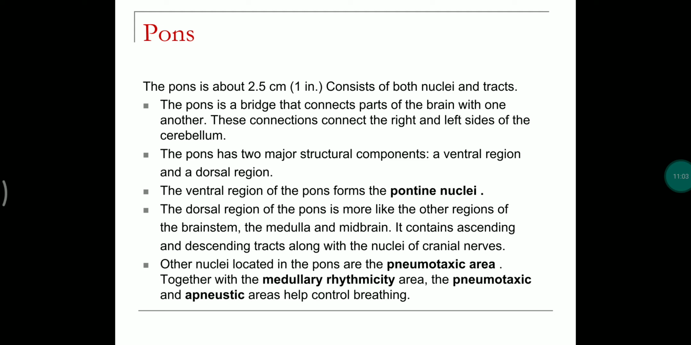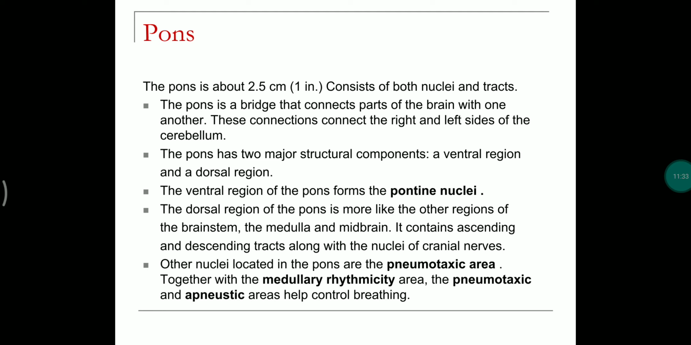And coming to the pons, it consists of nuclei and acts as a bridge between the brain and the spinal cord. The connections link to the right and left sides of the cerebellum. The pons has two major structural components, which we call regions: the ventral region and the dorsal region. The ventral region consists of a group of nuclei. Nuclei means a group of cell bodies in the brain.